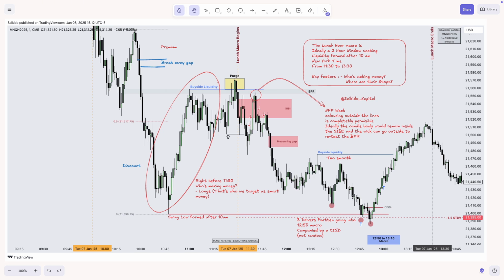Okay, and also we had another nice setup during the 12:50 to 1:10 macro. This is just very algorithmic because look at the three drivers pattern going into this macro after clearing the sell side liquidity formed after 10, and then there was a change in state of delivery. This cannot be random when you can clearly see the smooth edges.